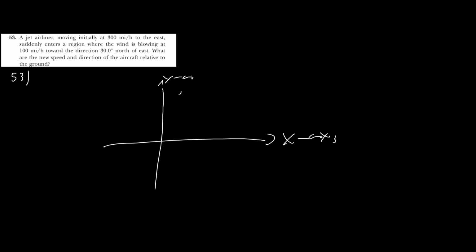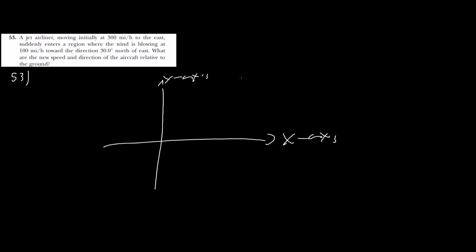All right, folks, let's do number 33. Let me draw my x-axis. This is going to be the x-axis and the y-axis. Let me erase that. And the Jared airline is moving initially at 300 miles per hour to the east and suddenly enters a region where the wind is blowing 100 miles per hour towards the direction of 30 degrees north of west.